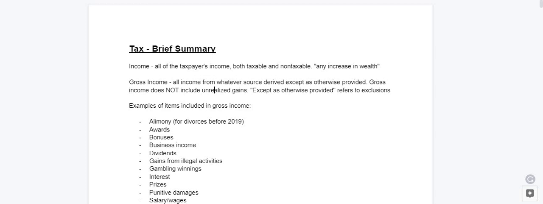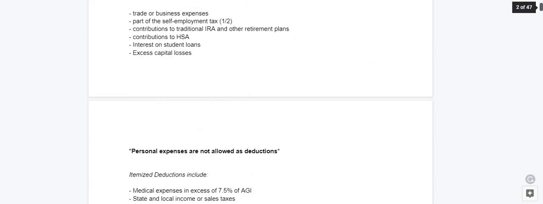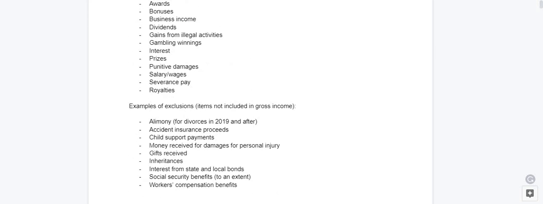So here I have listed examples of things that are included in your gross income. These are things that are taxable. And below I have examples of exclusions. These are things that are not included in your gross income and therefore are not taxable.